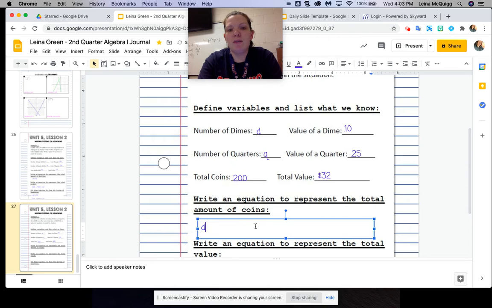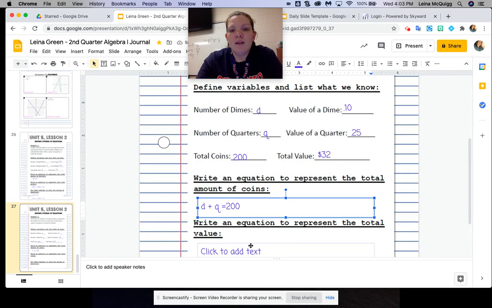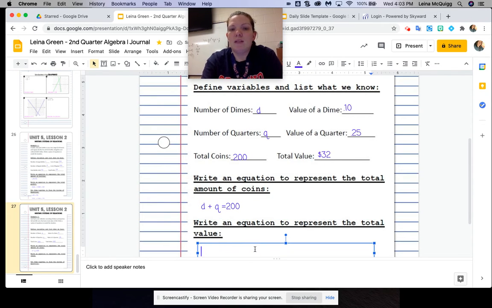Well, that means we have a number of dimes, which is represented by D, and a number of quarters, which is represented by Q, and the total number of coins is 200. Then we want to write an equation that represents the total value. Well, each dime is worth 0.10 plus each quarter is worth 0.25, and the total amount is going to be $32.